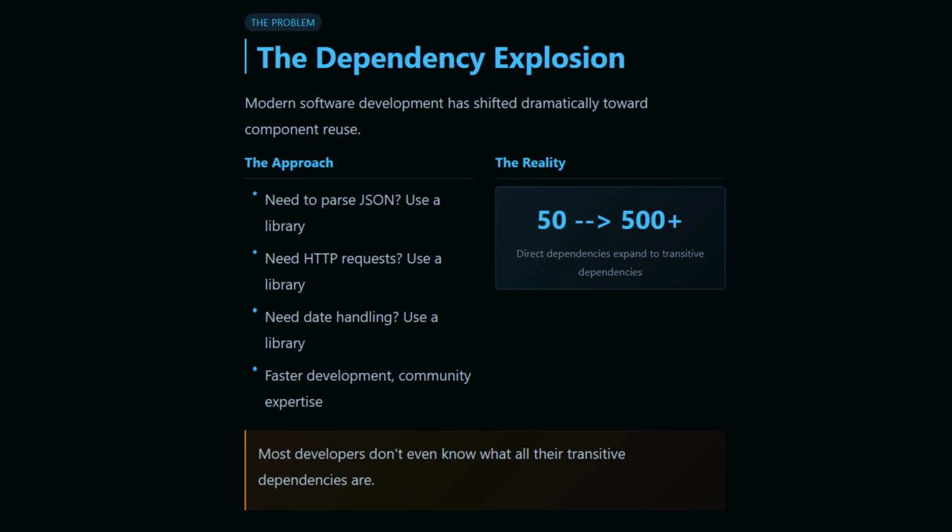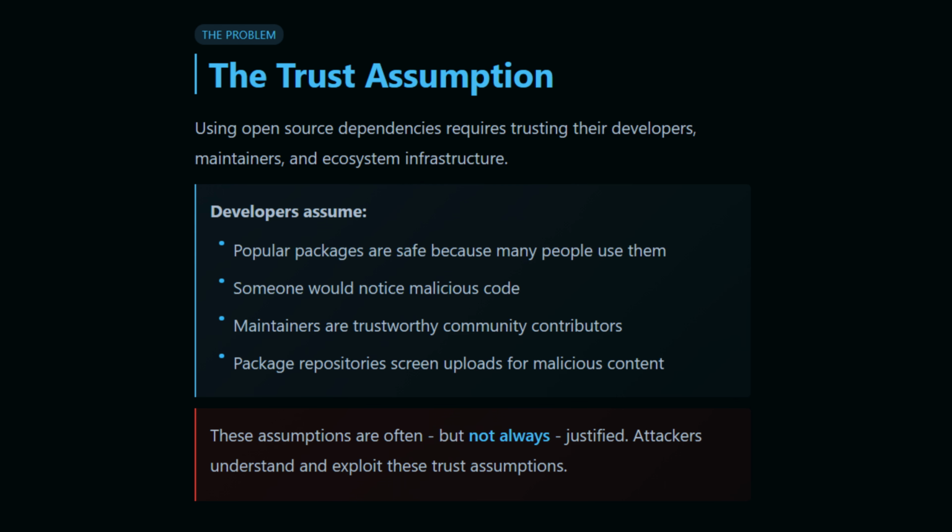Using open source dependencies requires trusting their developers, maintainers, and the ecosystem infrastructure. Developers assume that popular open source packages are safe because many people use them and someone would notice malicious code. They assume maintainers are trustworthy because they've contributed to the community. They assume package repositories screen uploads for malicious content. These assumptions are often, but not always, justified. Many open source developers are genuinely trying to create useful tools, but attackers understand these trust assumptions and exploit them.